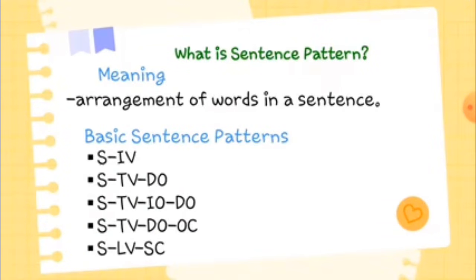So what is sentence pattern? Sentence pattern is arrangement of words in a sentence, and it means that the placement of subject, verb, and object are correct to make meaningful sentences. In this lesson, we are going to discuss one by one the basic sentence patterns such as SIV, STVDO, STVIODO, STVDOOC, and SLVSC.